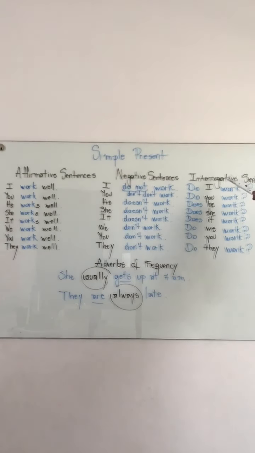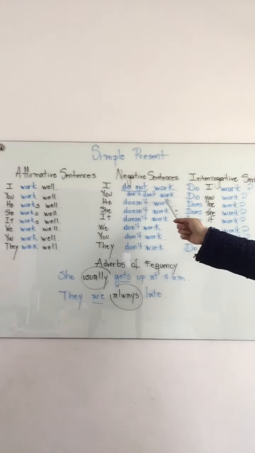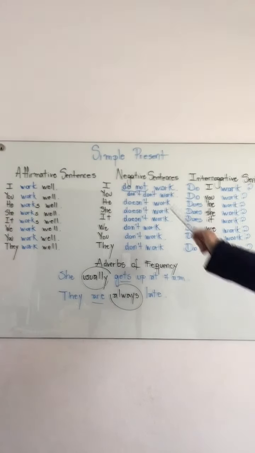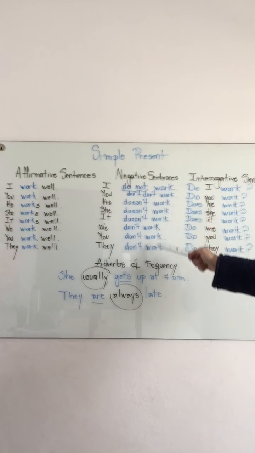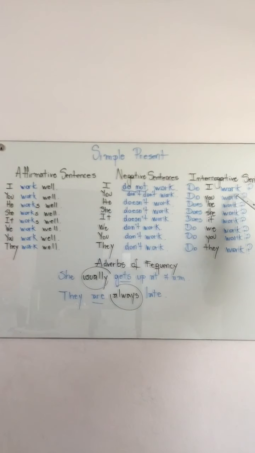Does. In the case of the interrogative sentences, auxiliaries again, and the auxiliaries come at the beginning of the question, and we use do for most of the subjects and does for he, she, it. And the verb is in the infinitive, the same as in the negative sentences. When we have auxiliaries, the verb is in the infinitive. Do I work? Do you work? Does he work? Does she work? Does it work? And so on. Do we work? Do you work? Do they work?